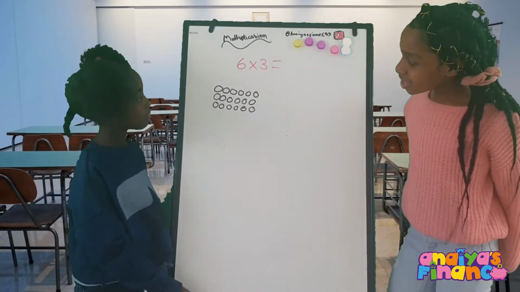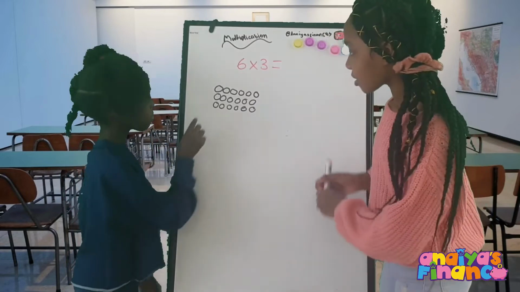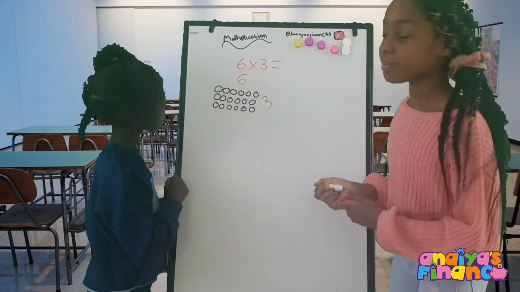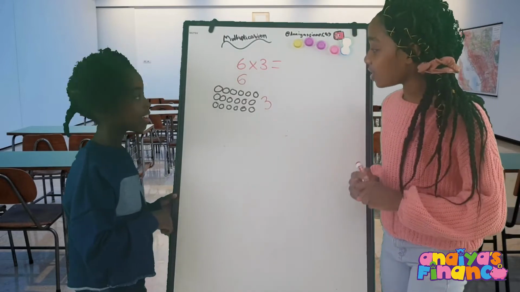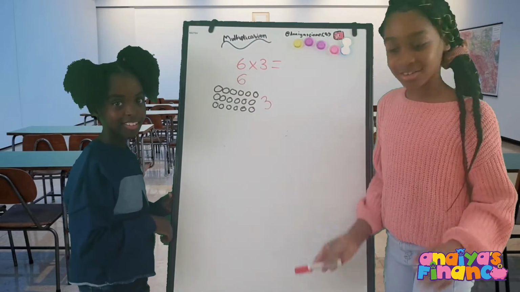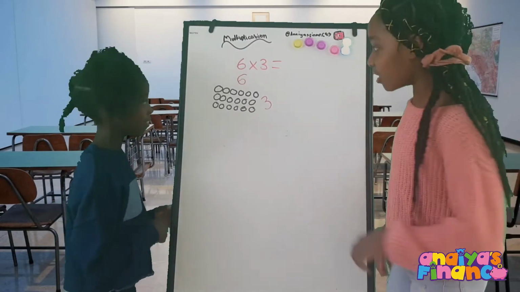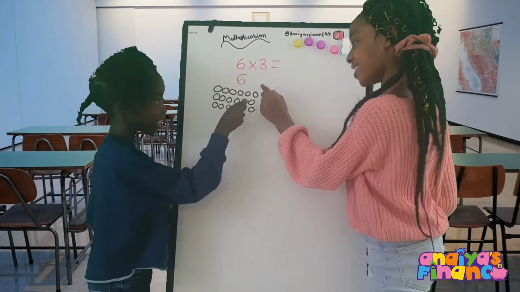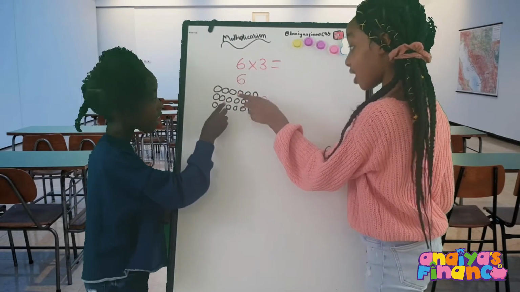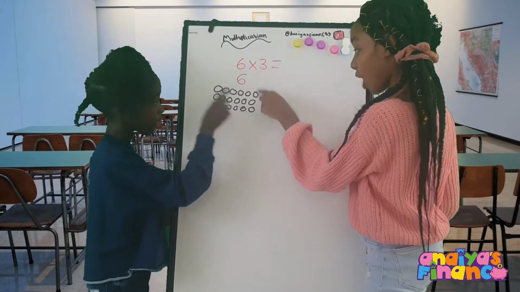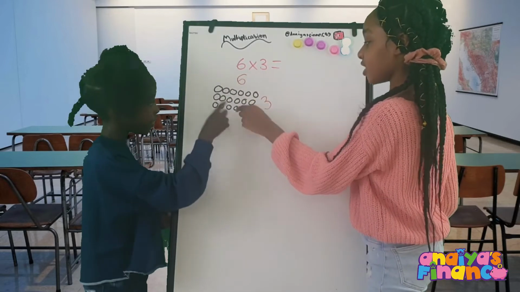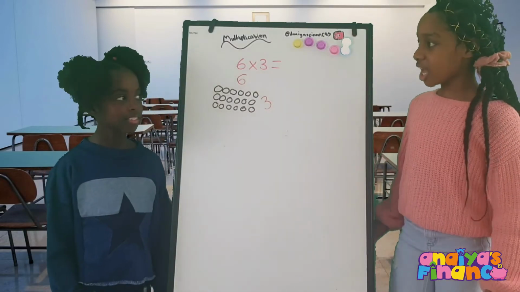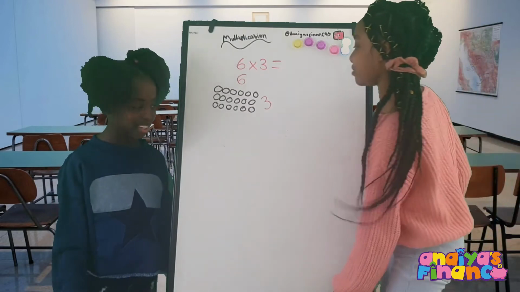Okay, so we have 6 up here and 3 columns. Now we need to count these circles. Ready? Go! 1, 2, 3, 4, 5, 6, 7, 8, 9, 10, 11, 12, 13, 14, 15, 16, 17, 18. So 6 times 3 is 18.